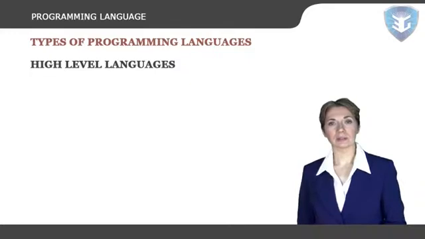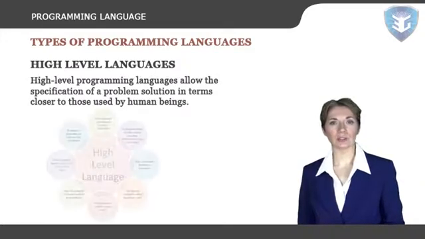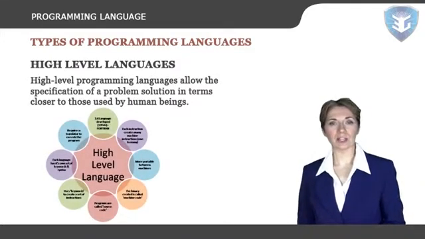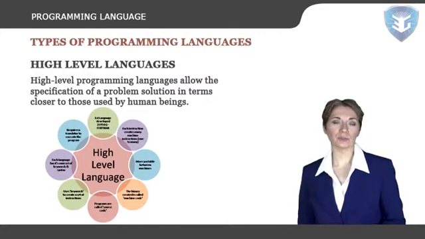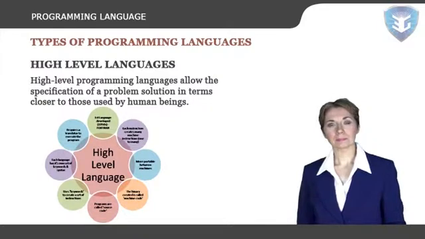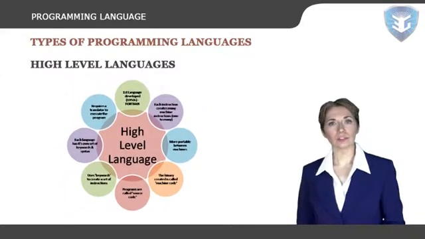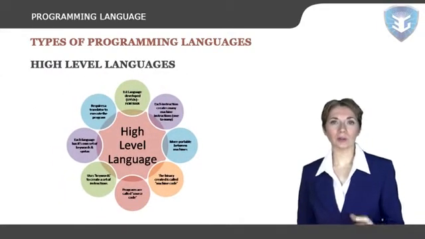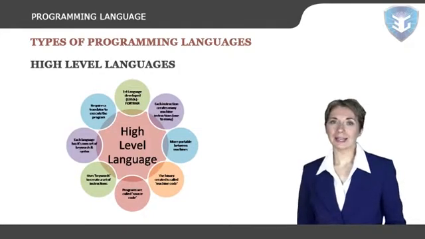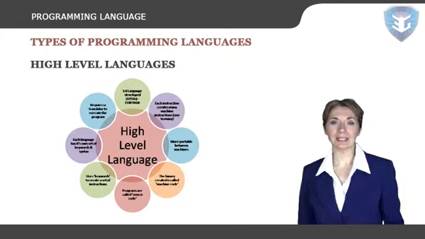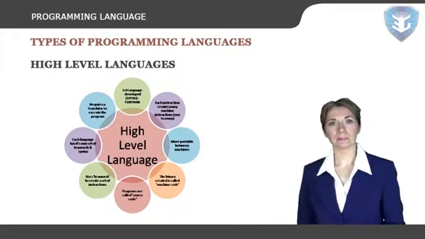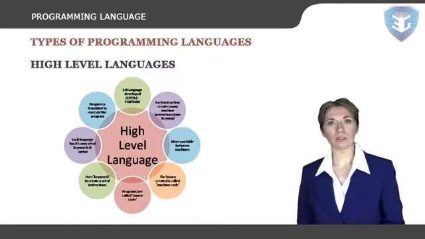High-level languages. High-level programming languages allow the specification of a problem solution in terms closer to those used by human beings. These languages were designed to make programming far easier, less error-prone, and to remove the programmer from having to know the details of the internal structure of a particular computer. These high-level languages were much closer to human language.